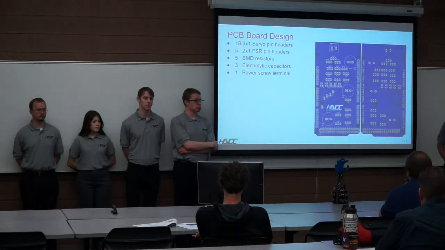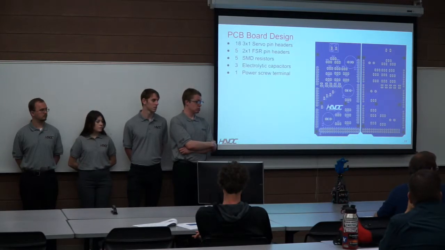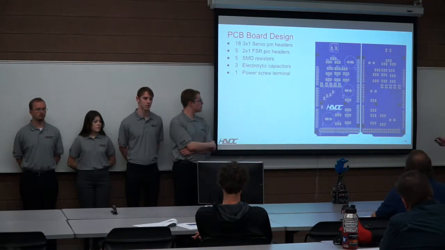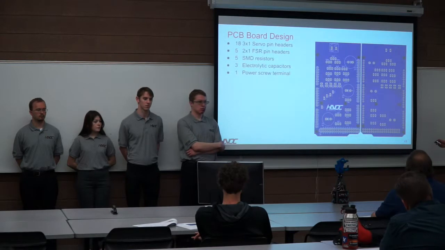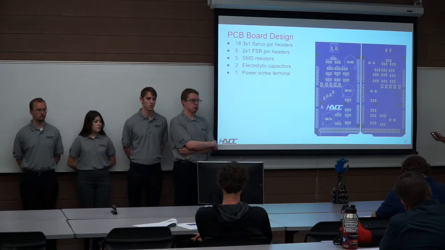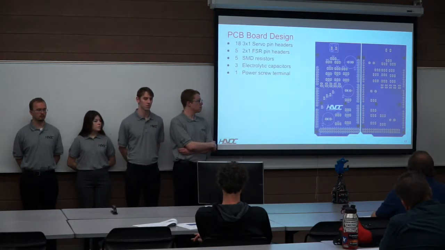For our PCB design, we've gone through 30 iterations that I'll be passing around. The first 2 are labeled version 1 and version 2, and then finally our final printed board that we had printed from Park, you can see on the screen. Here you can see the pins that connect to the Arduino Mega, the 18 servo, the 3-pin connections for the servos, the 2-pin connectors for the FSRs, and the 5 surface-mount resistors for the voltage dividers. We also have the 3 electrolytic capacitors and the power connector.